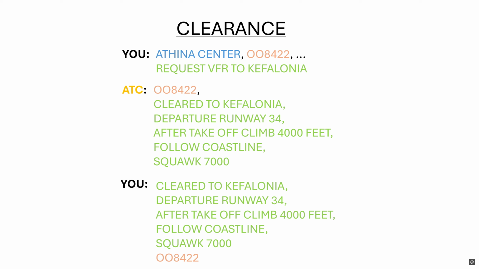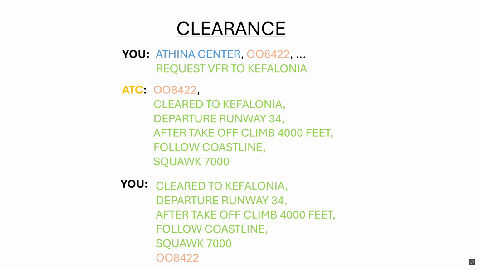And then you would get some information that is important for your takeoff. ATC would say, Oscar 8422, cleared to Kefalonia, departure runway 34. After takeoff, climb 4,000 feet, follow coastline, squawk 7000. So a couple of important things here. We are given the runway 34. We know that we have to fly at 4,000 feet. And we have to enter our squawk code into the avionics, because in this way ATC can keep track of us on their visual instruments.